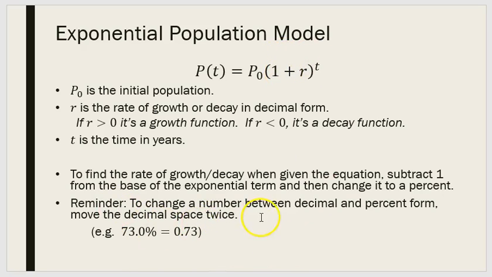As a reminder, if you're trying to change between decimal and percent form, remember you're just moving the decimal space 2 times. So if you're going from percent to decimal form, you move it to the left, and vice versa. If you're going from the decimal form and you're trying to change it back to a percent, you would move that decimal space 2 units to the right.